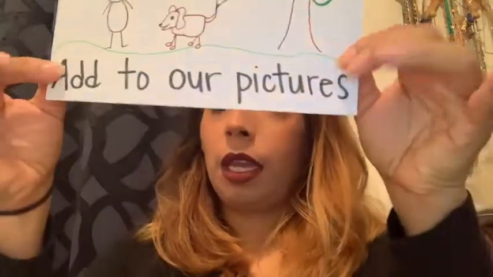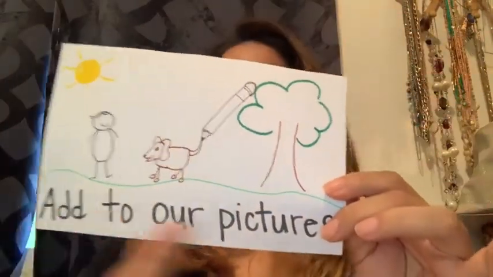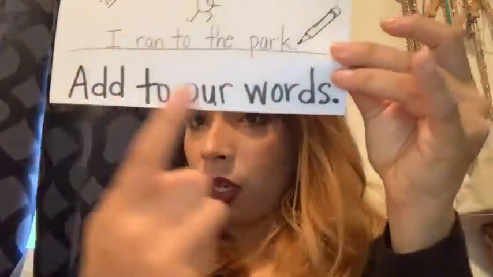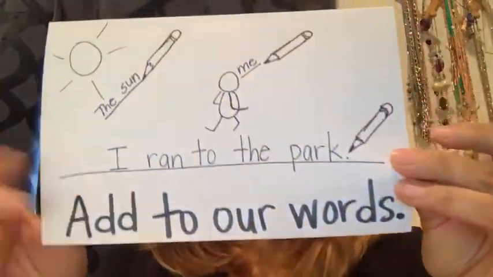One of the ways that you can revise your writing is by adding to your pictures. So add more to your pictures. Then you can add to your words. You can definitely add more words and give your reader more information and get very descriptive about who was there, what you saw, and what you were doing.